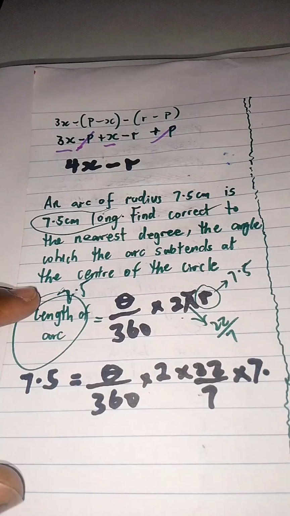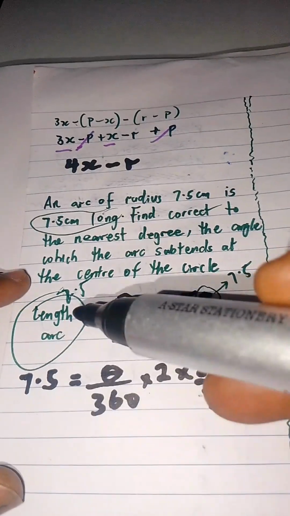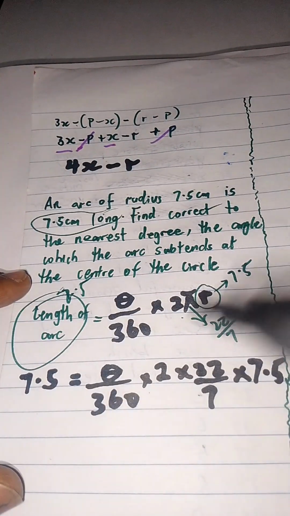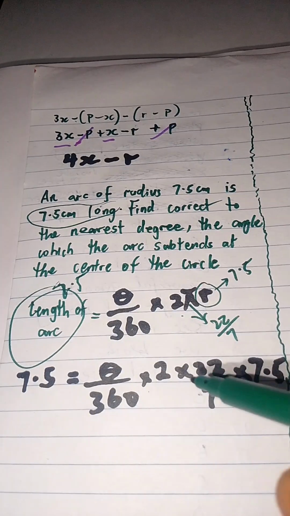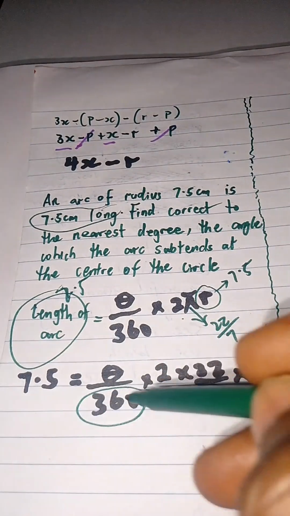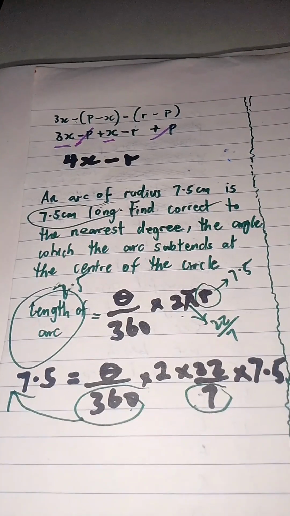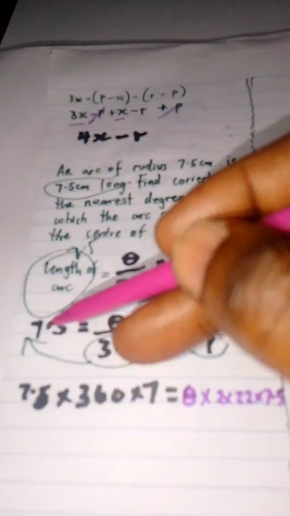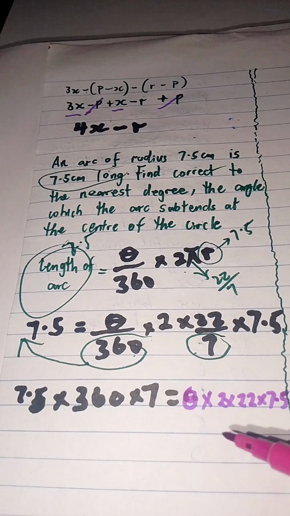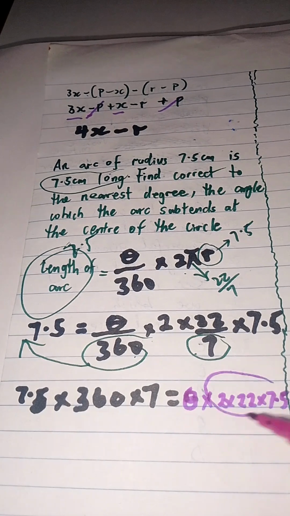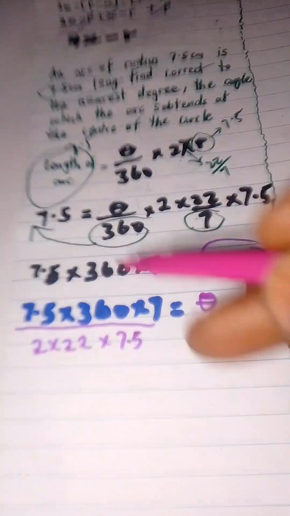Plugging the values, this is what you have after plugging all the values in the formula. Now we want to simplify. Let's cross multiply so that everything is on the same line. So this and this are crossed to the other side of the equation. Having crossed everything, now you have this. But since you're looking for theta, you divide both sides by all of these values. When you divide by this value, this is what you have left. So let's cancel through.